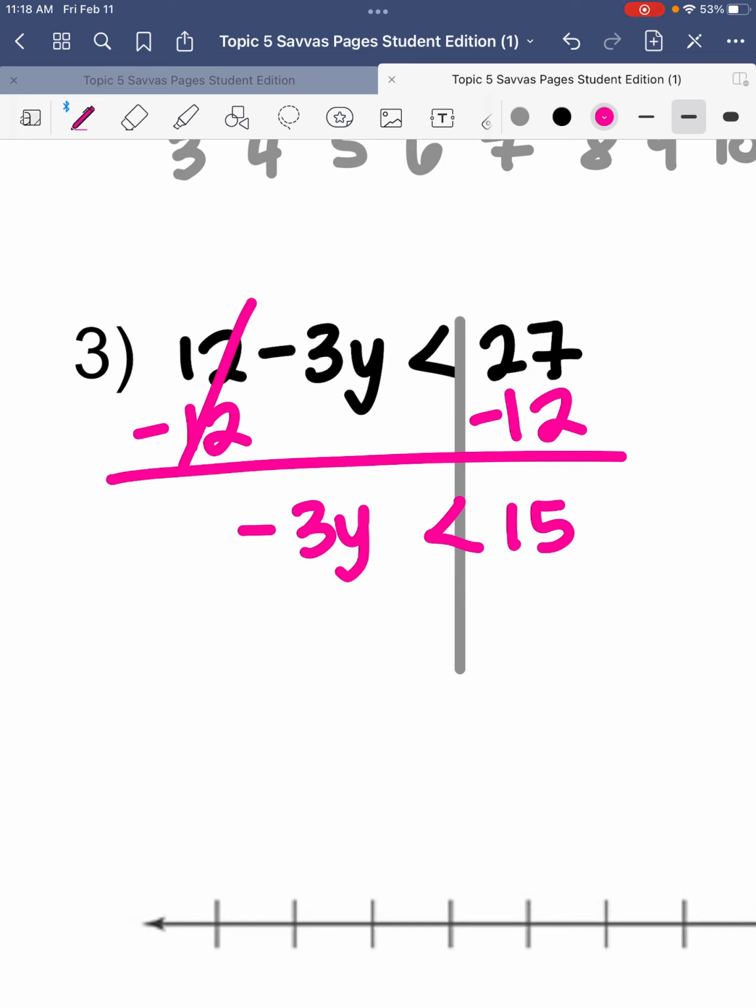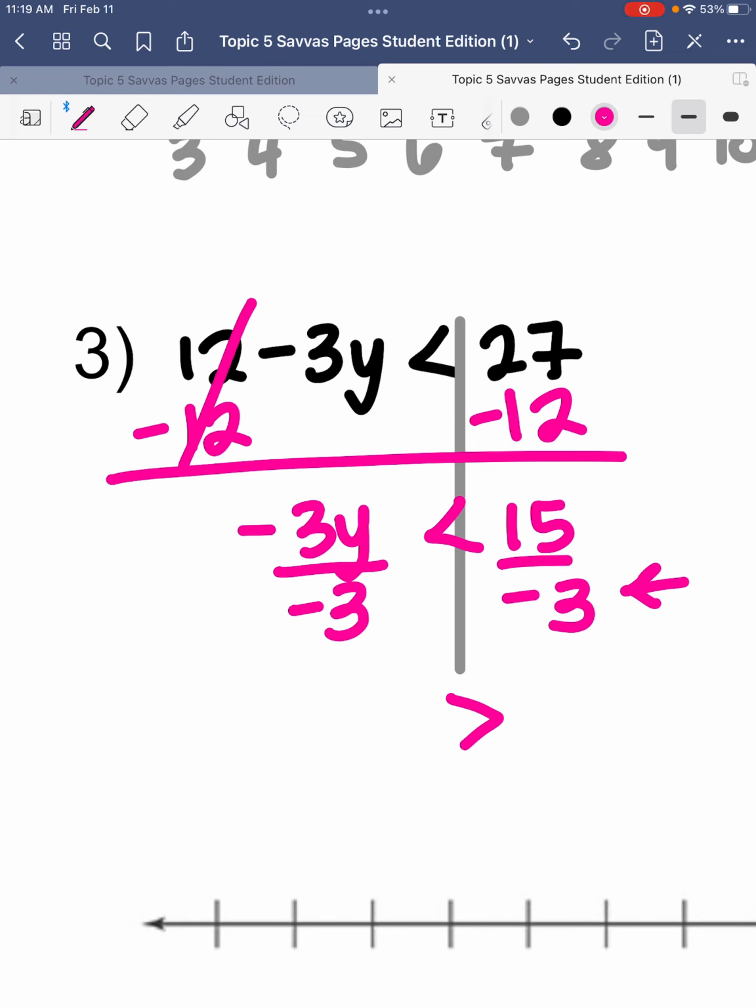Now, how is y connected to negative 3? It's connected through multiplication. So I'm going to undo that with division. So I'm dividing by negative 3 on both sides. Dividing by a negative right here, what does that mean? It means I need to flip my symbol, so it's going to become greater than.